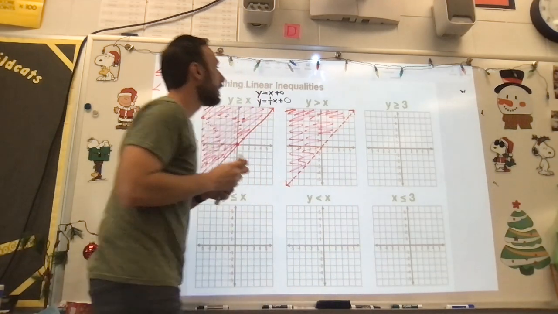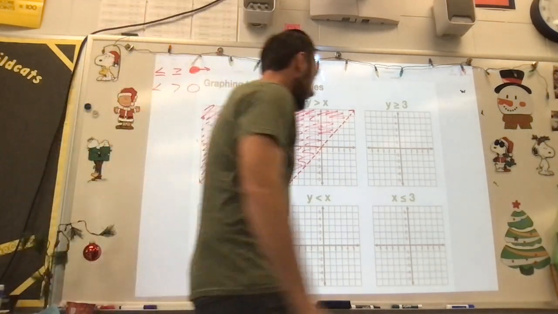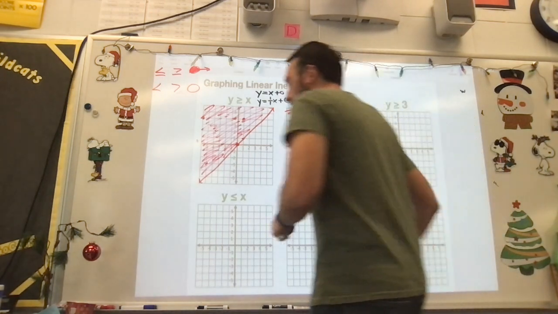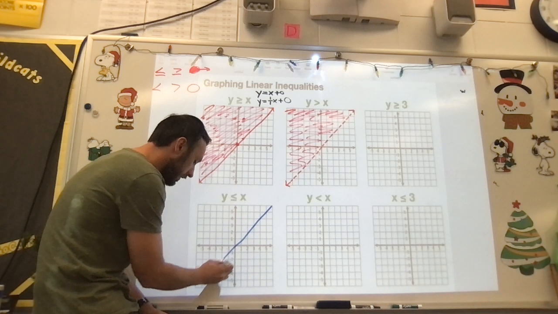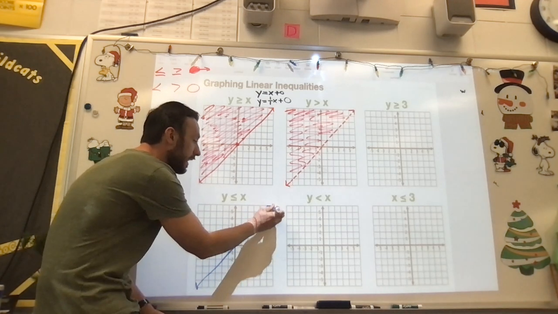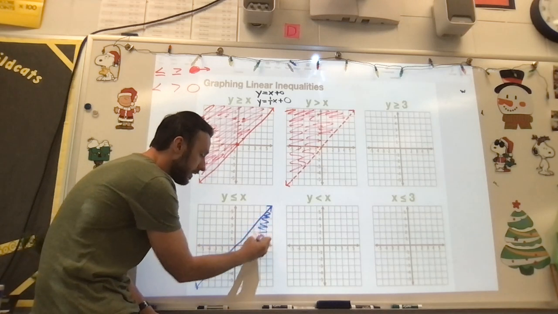Just like that. On the bottom two, it's the exact same, except you'll see that it is the less than sign. So my graph will still go through my origin with a slope of 1. But this time, because my inequality says it's less than, I am going to shade below.